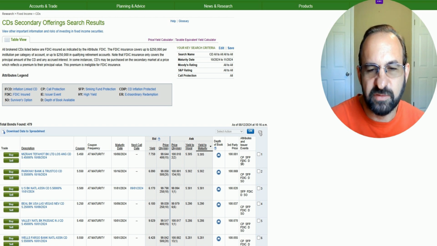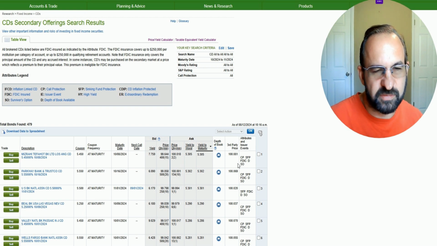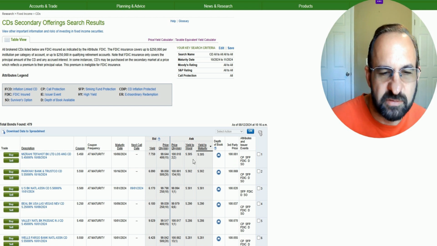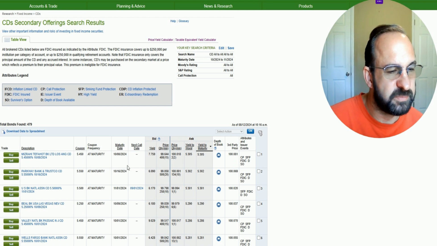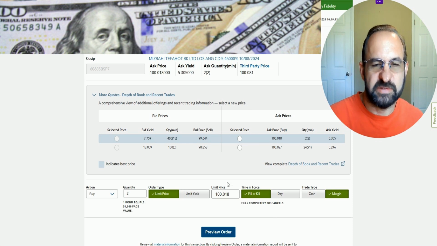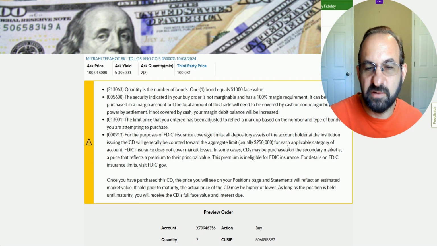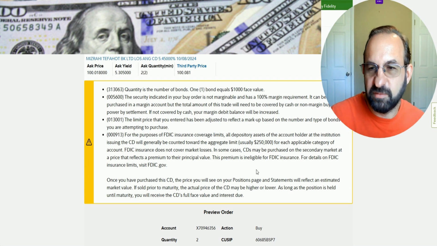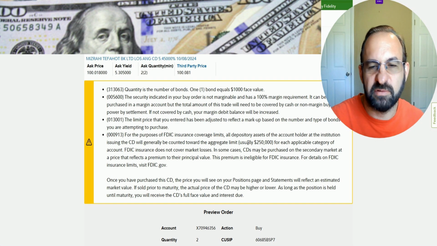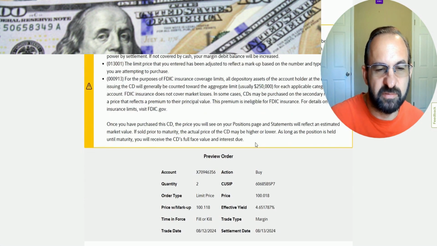And this one is FDIC insured right here. Call protection, single fund protection, all that stuff. But it's a CD, so as long as the bank doesn't go under, I should be good. So on this CD, let's say I wanted to buy 2 of these. Then my yield says 5.30. Let me preview the order. It tells you about $250,000 of the FDIC insured. That's another thing that people have to be concerned with, how much you put in each account to make sure your money is covered.